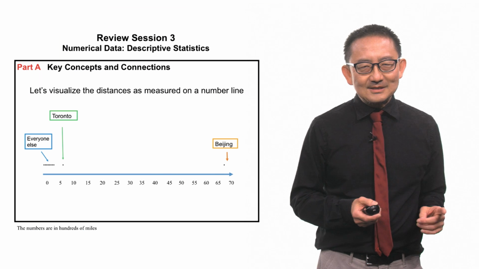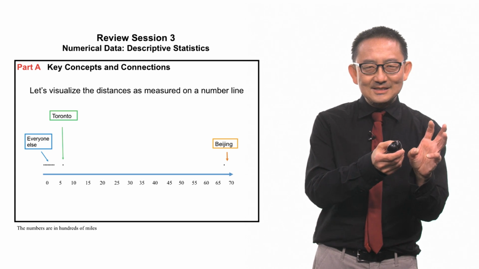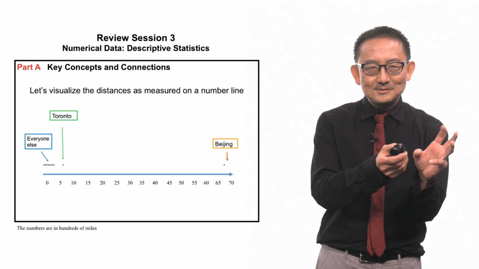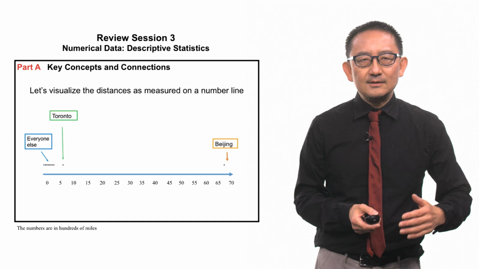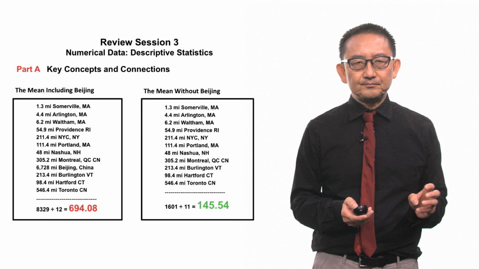So let's take a look at this on a number line. You'll see in the blue box, most of the cities cluster together on the left-hand side, very close to the 0. We have Toronto, that's a little bit further in, it's further away. And then let's take a look at Beijing. Beijing is almost off the map, it's so far away. Now, the impact that Beijing is going to have on the average or the mean is going to be huge.